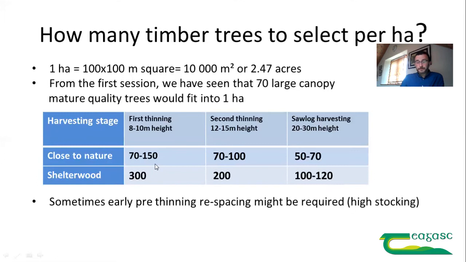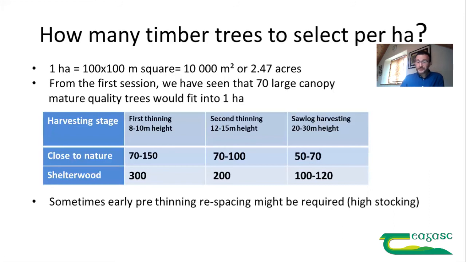For a close to nature management approach, we're looking at much smaller numbers, as this management system aims for continual production, and to develop an irregular structure, we need to encourage regeneration early and open the forest up early, which also leads into larger dimension canopy trees, as we discussed, hence fewer trees per hectare. So the numbers we're really looking at is between 70, possibly up to 150 trees per hectare at first, early thinning, down between 70 and 100 at second thinning, and moving to 50 to 70 sawlog trees at approximately 20 to 30 meters height. Now, these are guideline numbers, but give you a good reference in relation to selecting potential timber trees at each stage.